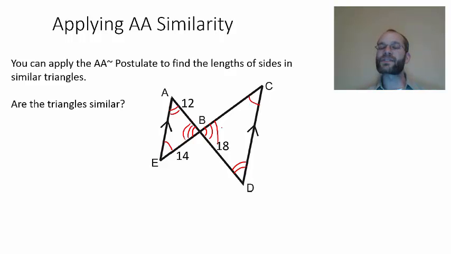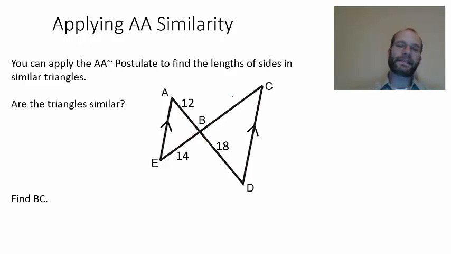Therefore, we know the corresponding sides are proportional. So we can begin to build a proportion here. The only thing we need to be careful about is we need to make sure we grab corresponding sides. The next statement says find BC. We want to know what BC is. What's the length of segment BC? How do we find it?